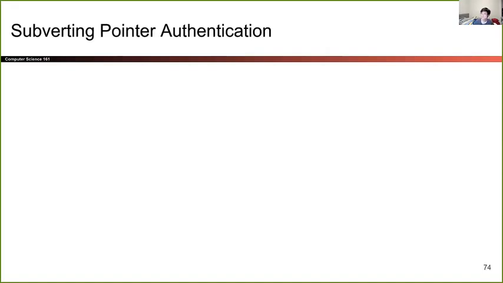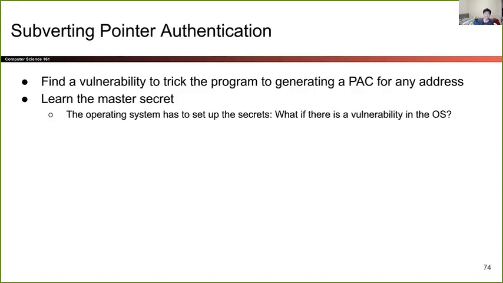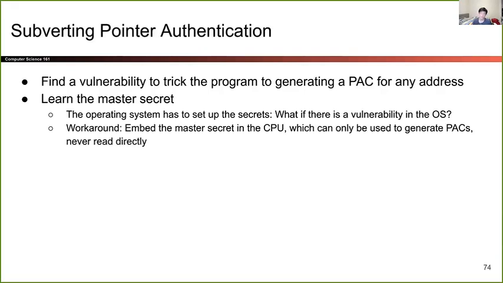All right, that sounds amazing. How do we break this? The main thing that we want to do is trick the program into generating a PAC for some address. If we can trick it to generate a PAC for us, then we can just use that PAC, place it in the RIP, and then it's going to be marked as valid. We can also try to learn the master secret. It depends on the implementation. Some implementations might allow the master secret to be learned, and the operating system is the one that has to set up the secret. So if there's a vulnerability in the OS that leaks the secret, then suddenly we can learn the secret and generate our own PACs.